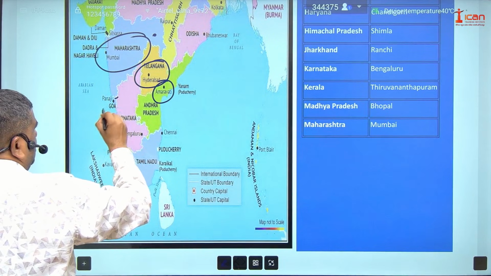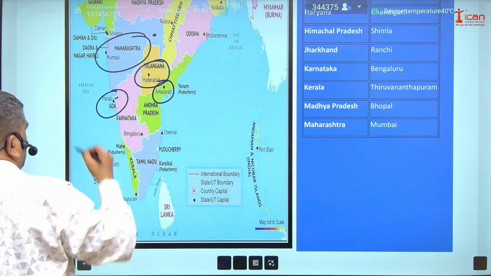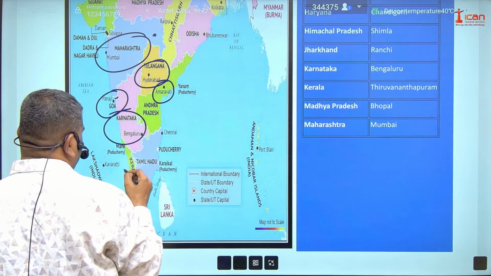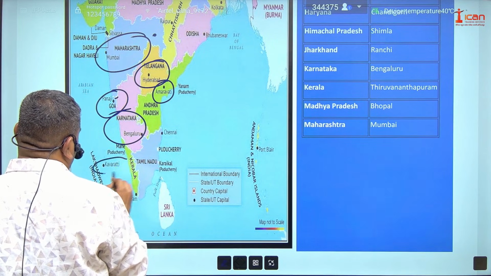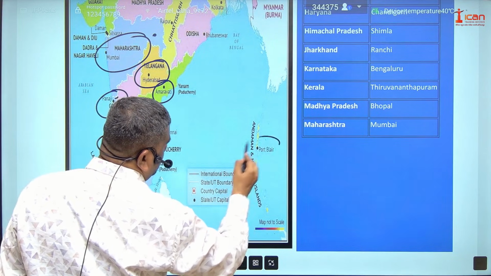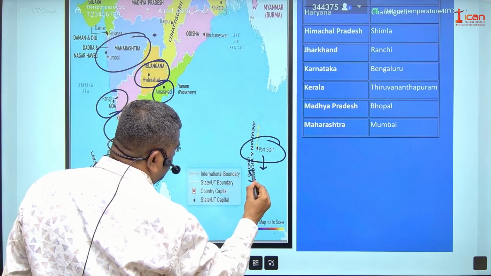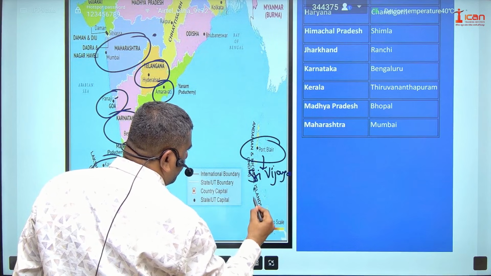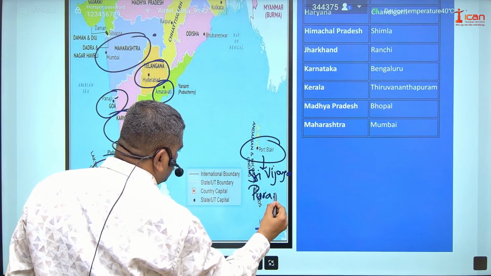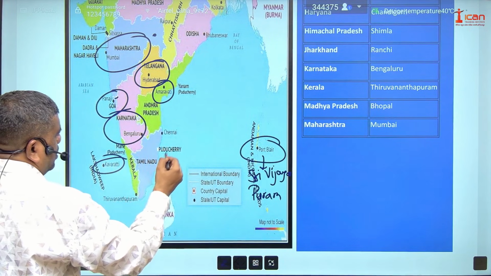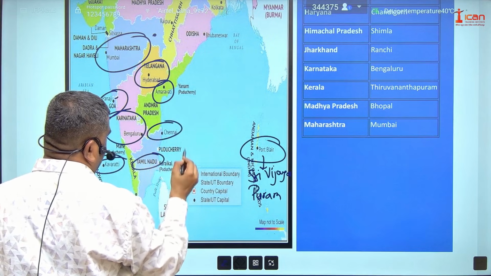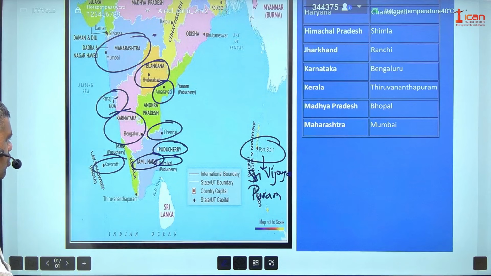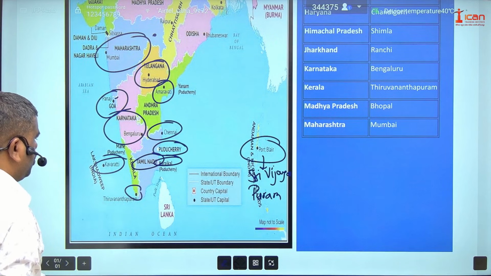Then let us look at Panji, the capital of Goa. Further south, Karnataka has Bengaluru as the capital, and then we have Lakshadweep, where we saw Kavaratti as the capital. Andaman Nicobar, Port Blair, which is now called Sri Vijayapuram. Then we have Tamil Nadu, with Chennai as the capital, Puducherry has Karaikal as the capital, right? And in Kerala, we have Thiruvananthapuram as the capital.